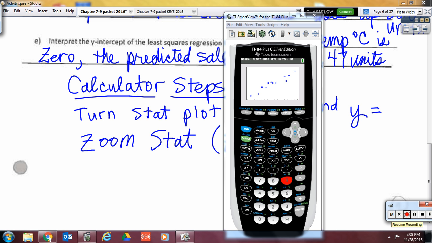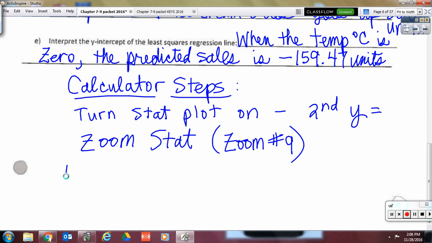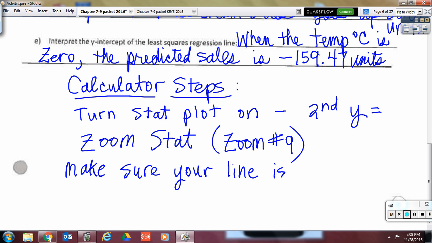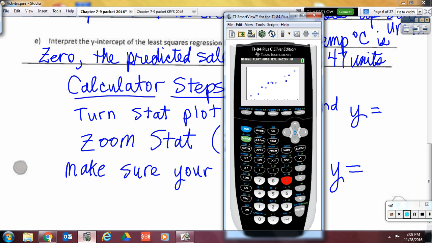Okay, the last thing that I want us to do, I want you to make sure that your line is in there. Here's how you get that in there. Make sure your line is in y equals. So that means I need to come up here to y equals and type in my equation of the line, which was, I believe, 30.09x minus 159.47. Then look at it again, zoom 9, and look at that nice, beautiful line going right through there.